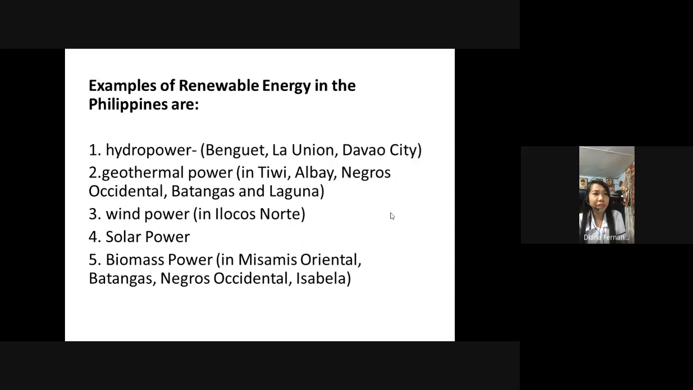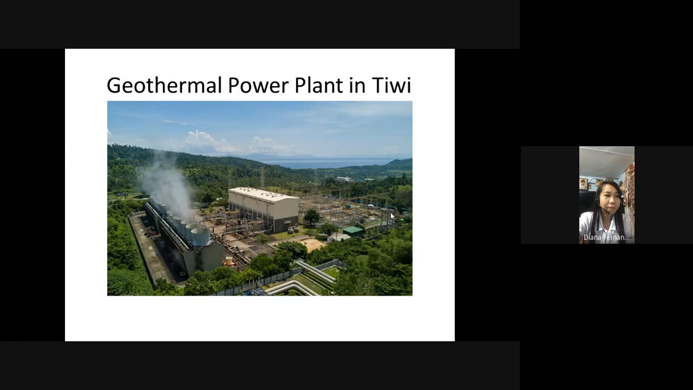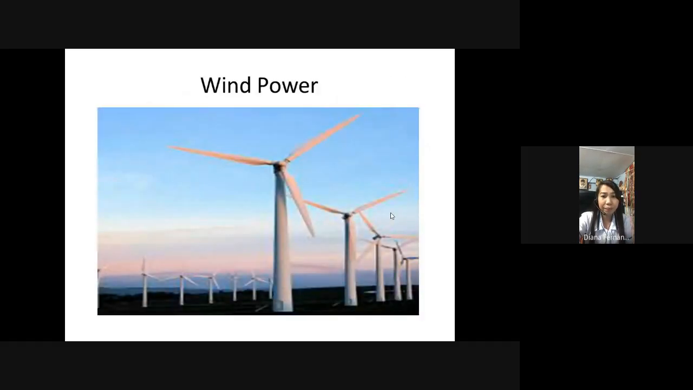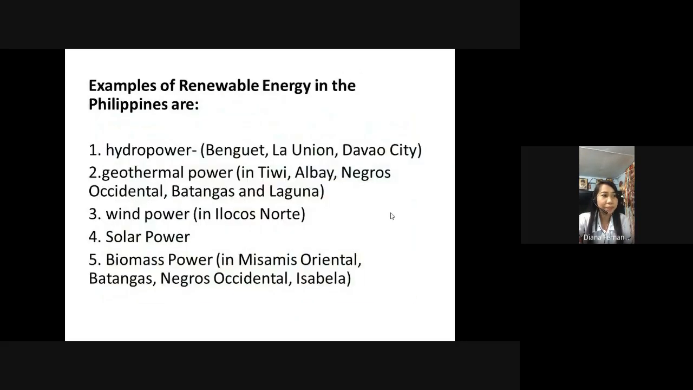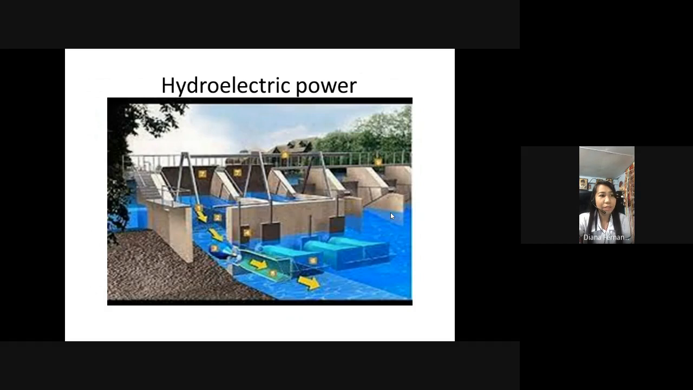So, meron tayong iba't ibang renewable energy dito sa Pilipinas. So, we have hydroelectric power. Then we have geothermal power. So, meron tayo niyan sa TV. Yun din ang nagsusupply ng energy sa atin, electrical energy. So we have wind energy. Di ba nakita niyo yung sa Ilocos? Ayan o, wind energy. So gumagana yung mga propeller niyan through wind. Ayan, hydroelectric power. Geothermal energy. Ayan.